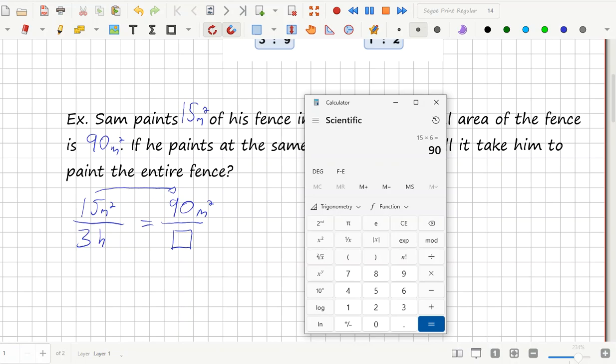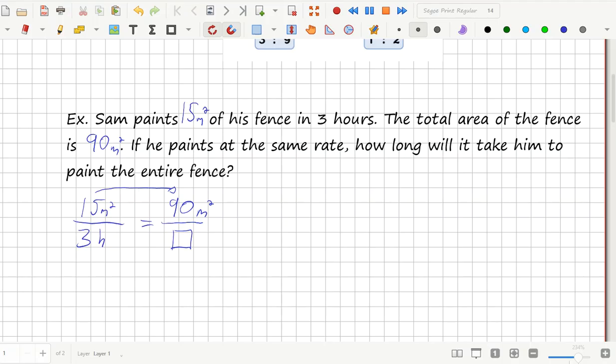Or you could go the other way, and you could start with 90 and divide by 15 to figure out what I multiplied that 15 by to get to 90. And we see 6. So I multiply by 6. I'm going to have to multiply the bottom by 6 as well. So 3 times 6, of course, is 18. And that's in terms of hours.